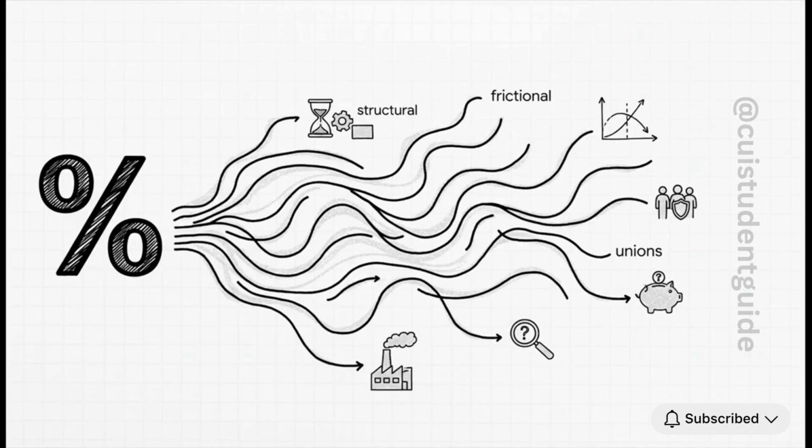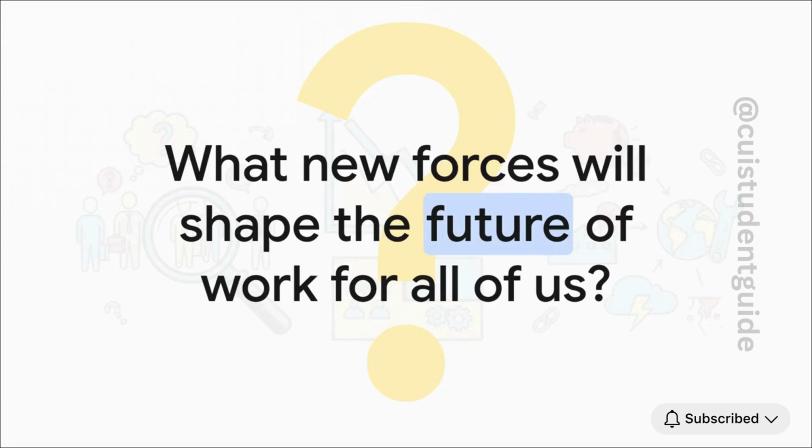So the big takeaway here is that we've gone from one simple number to a whole web of complex forces. The goal isn't some fantasy of zero unemployment. It's about understanding that a certain natural rate is normal. The real work is in figuring out how to tackle the forces, especially the structural ones, that keep people from finding good, meaningful jobs. And that leaves us with a huge question for the future. The forces we've talked about have shaped work for decades. But now, as technology like AI, automation, and shifts in global trade are changing everything so quickly, what new forces will we face? And how will we even measure what it means to be employed in the economy of tomorrow?